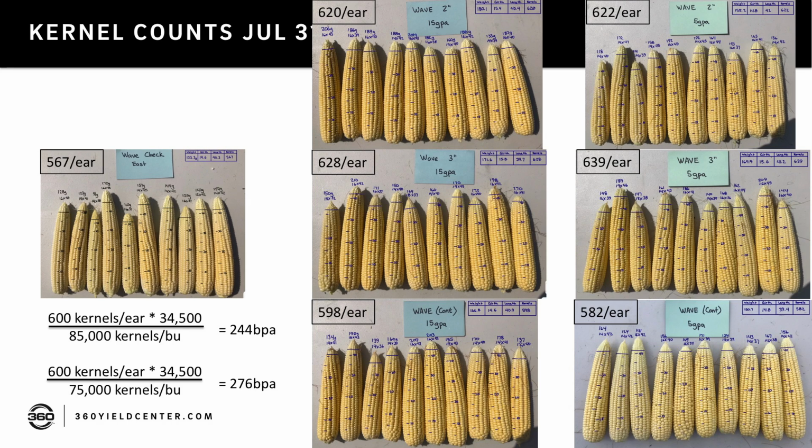Came out last week. We did ear weights and kernel counts. This is the check. This is the 15 gallons. This is the 5 gallons. And this is 2 inch, 3 inch, and continuous. So what's not clear on this picture, but it's clear in the data, is that all 6 of these weigh a lot more than this one, right? Which is what we expect. They're just developmentally ahead. Maybe good, maybe bad.